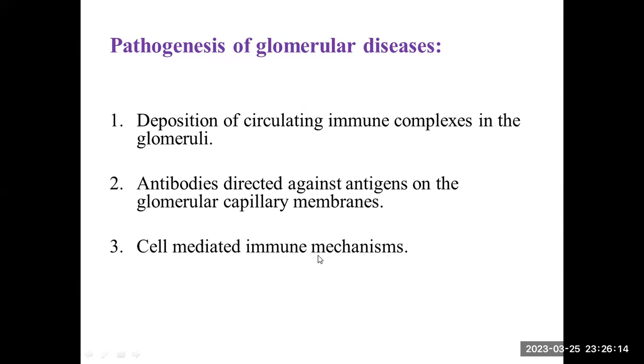There are autoreactive T cells which release cytokines, and these cytokines will not cause significant inflammation in the glomerulus, but they can reduce the negative charge on the glomerular filtration membrane, and hence impair the charge barrier without affecting the size barrier. So minimal change disease is one example of glomerular disease caused by a cell-mediated immune mechanism, not antibody-mediated. So these are the main mechanisms by which glomerular disease can develop.